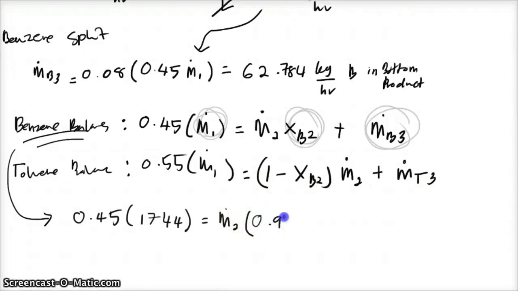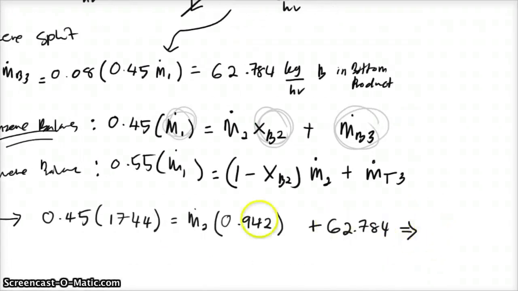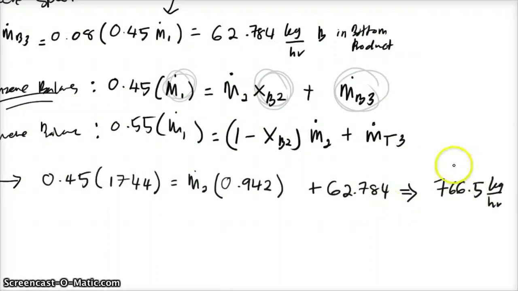So 0.942 plus MB3, which we found before, is 62.784. So in the end, M2 value is 766.5 kilogram per hour. Yep, so that's M2, mass flow rate of the top product.